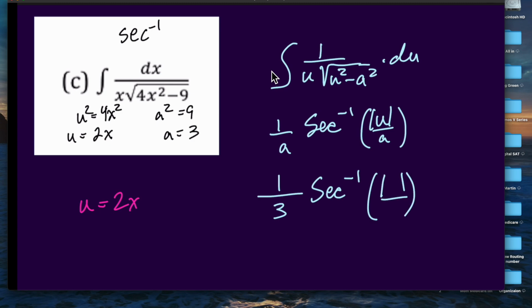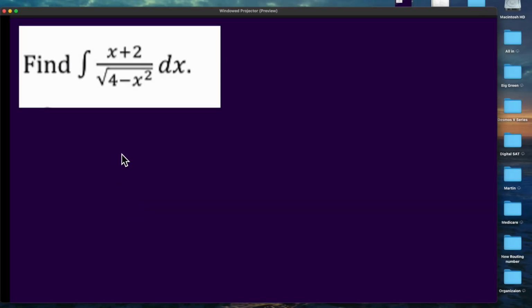We're going to have the absolute value of u, and we know that u equals 2x, and this is our final solution. In our next example, we see a construct in the denominator that leads us to think that inverse trigonometric functions are going to be used in this integral. However, this numerator is not what we're used to seeing. We're used to seeing a 1 up here, or a constant that we bring out.